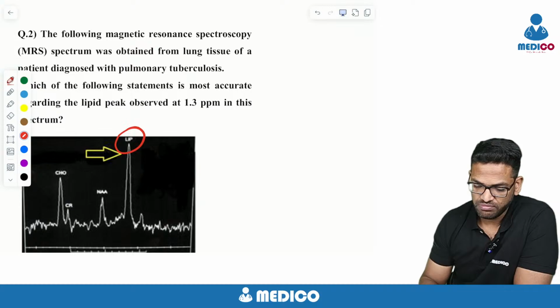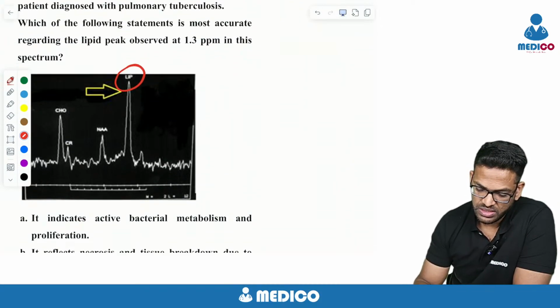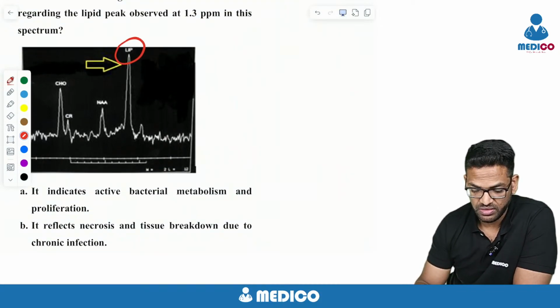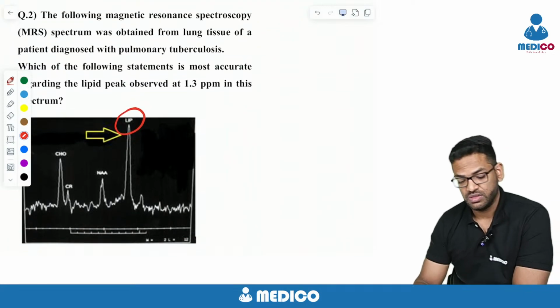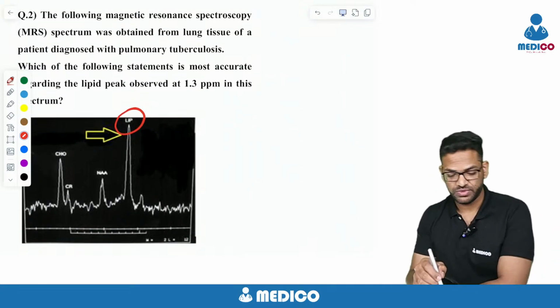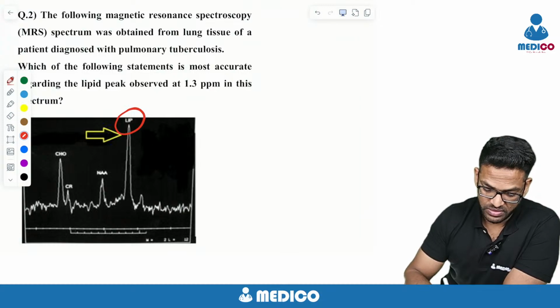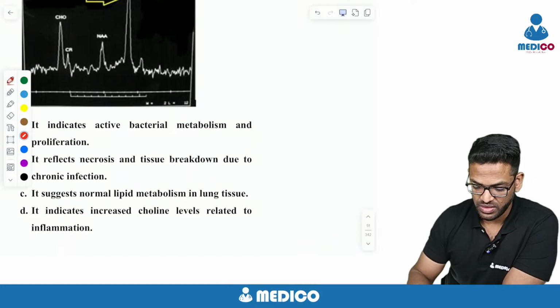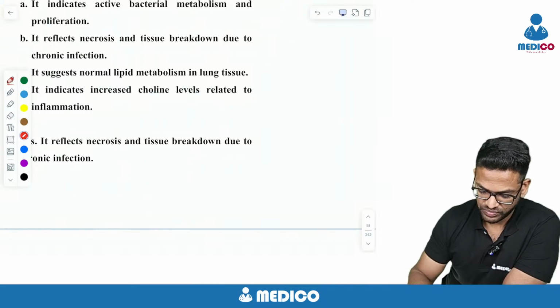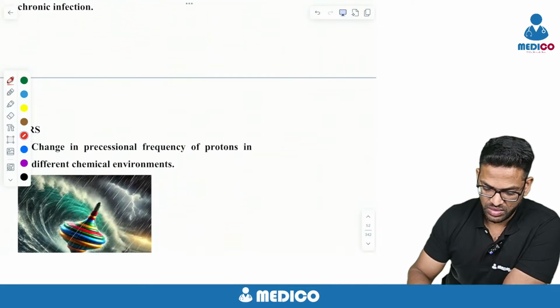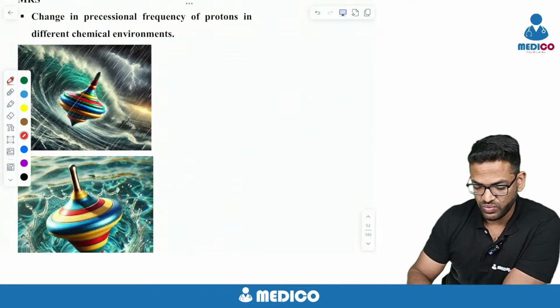First of all, I'll just tell you about the normal MRS before I go ahead with this question. Okay, so just remember this is a lipid peak. Okay, and CNTB. Okay, so now we'll come back to this question after I tell you why we do an MRS.